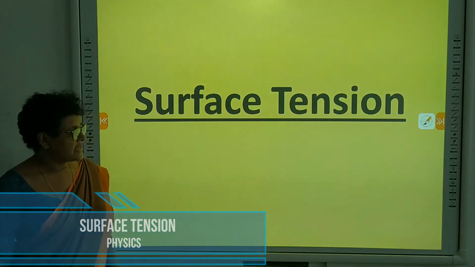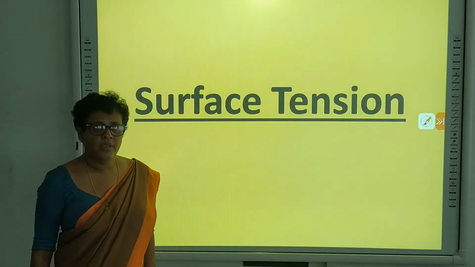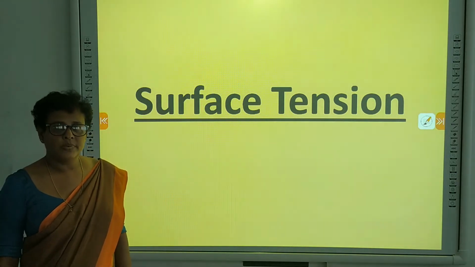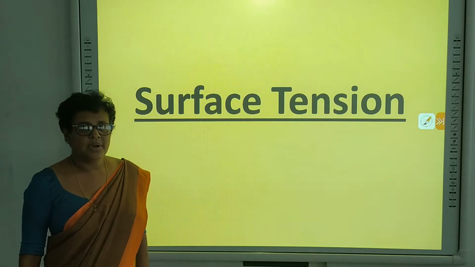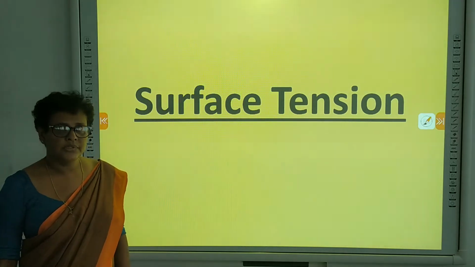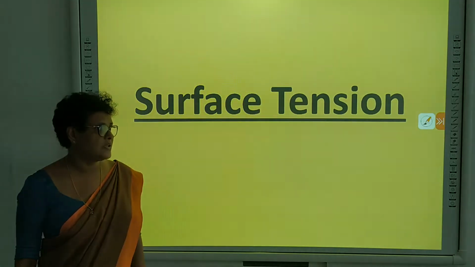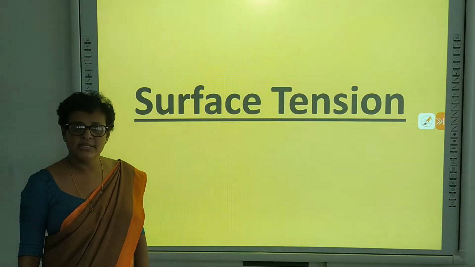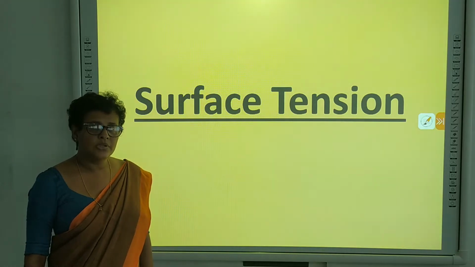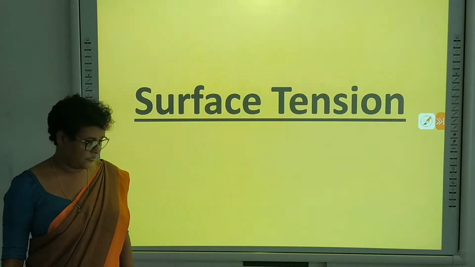Today I am going to discuss the 10th lesson, that is mechanical properties of matter. Here we have three mechanical properties. The first one is elasticity, the second one is viscosity, and the third one is surface tension. I have already done the first two, elasticity and viscosity, so I am going to do surface tension today.